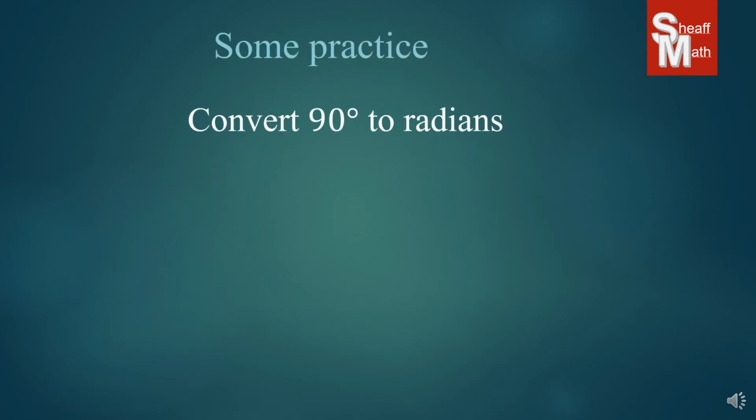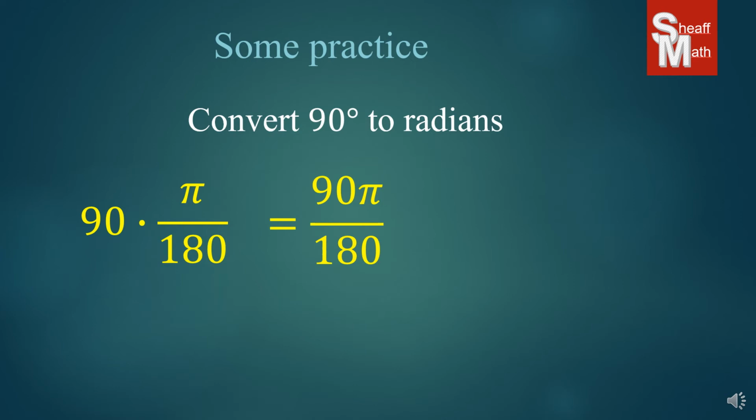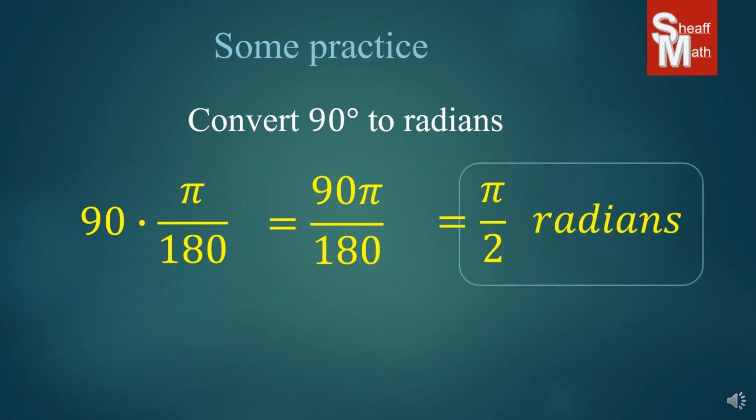So let's try some practice. Convert 90 degrees to radians. Just like we talked about, 90 times pi over 180. Well, we get 90 pi over 180. That simplifies to 1/2, which is pi over 2. And that is how many radians equal 90 degrees.